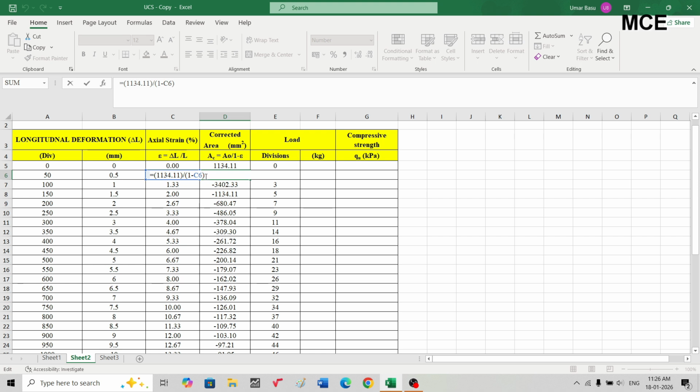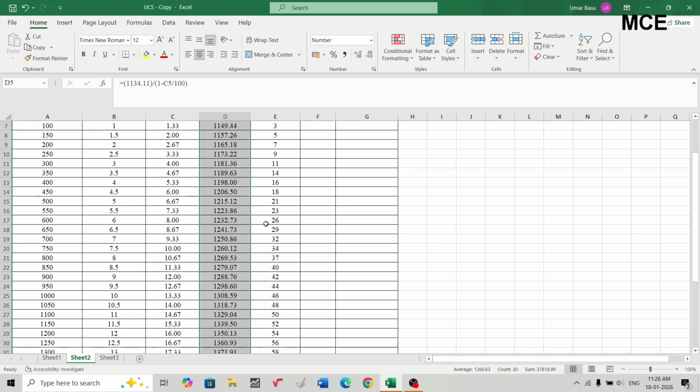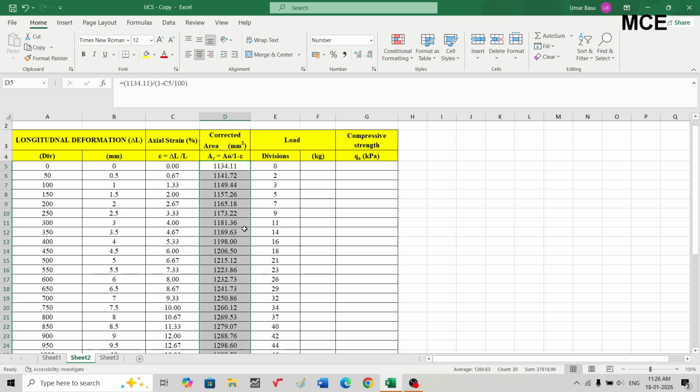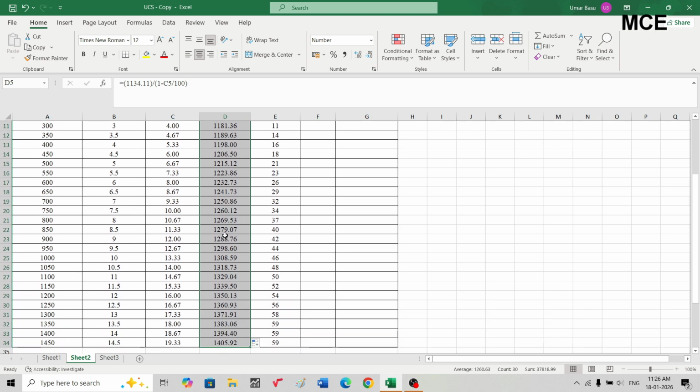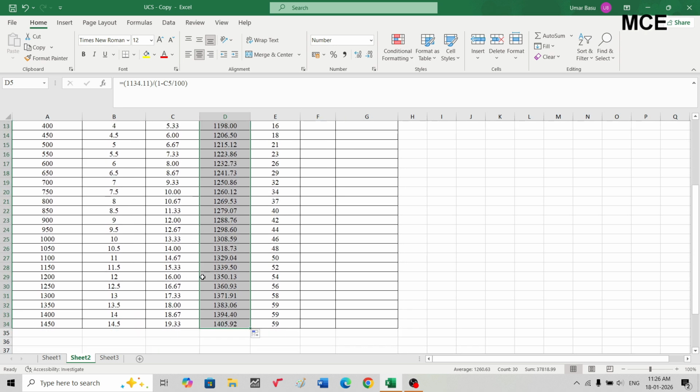Sorry, you have to divide it by 100. I just did it wrong. You don't have to take strain here in percentage. You directly have to take it as a value, so divide it by 100. Again drag it. Now this is our corrected area. You can see that when the axial strain increases, the corrected area also increases.